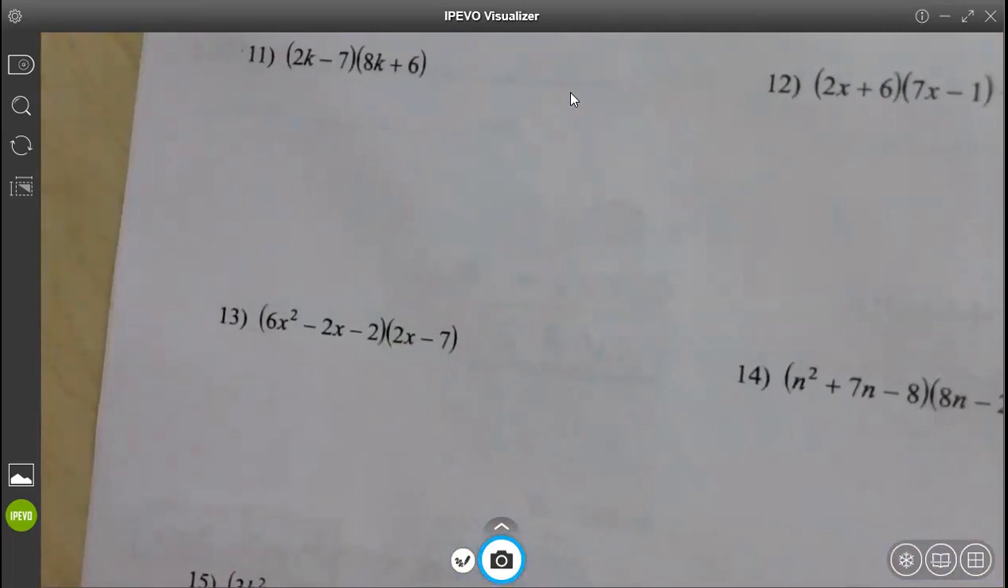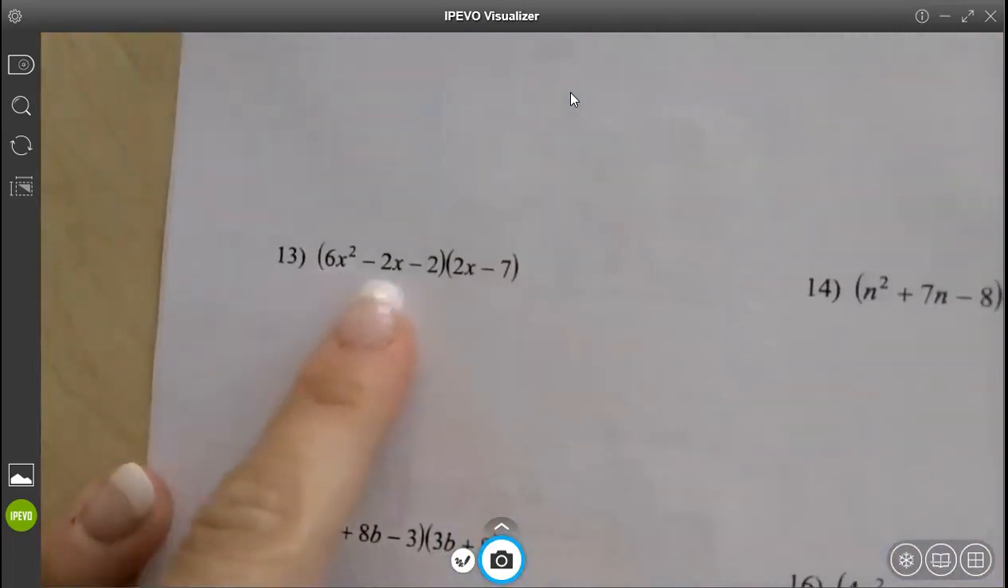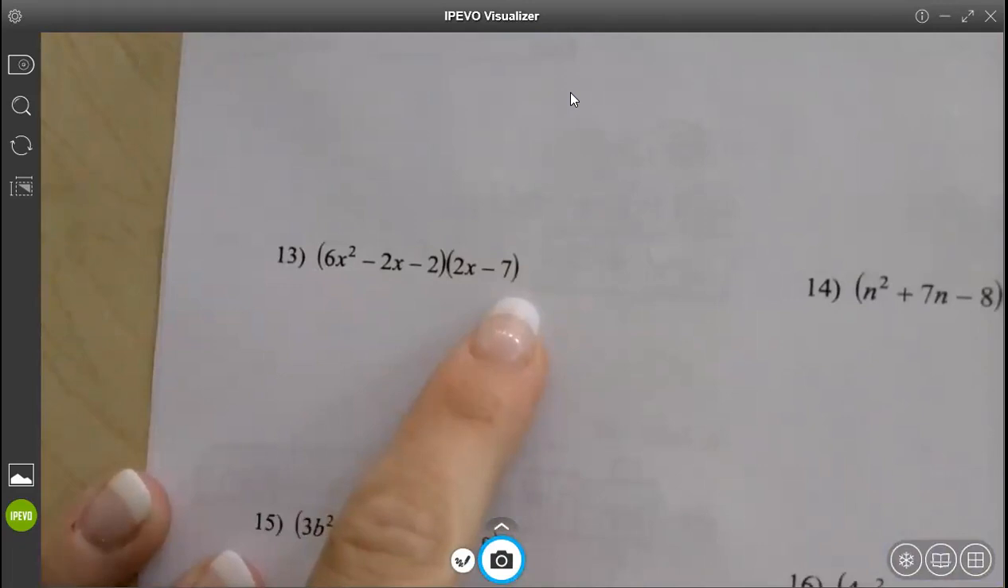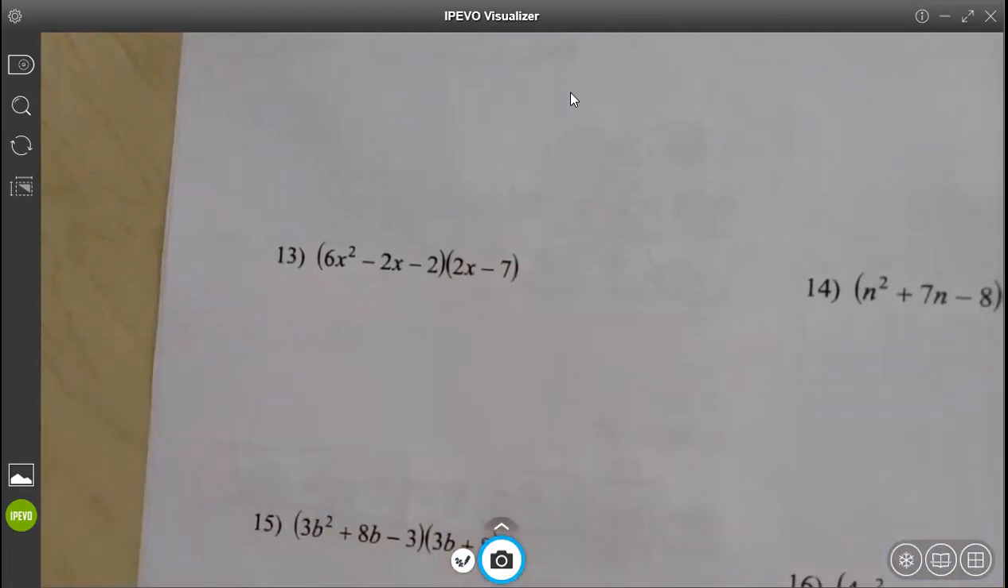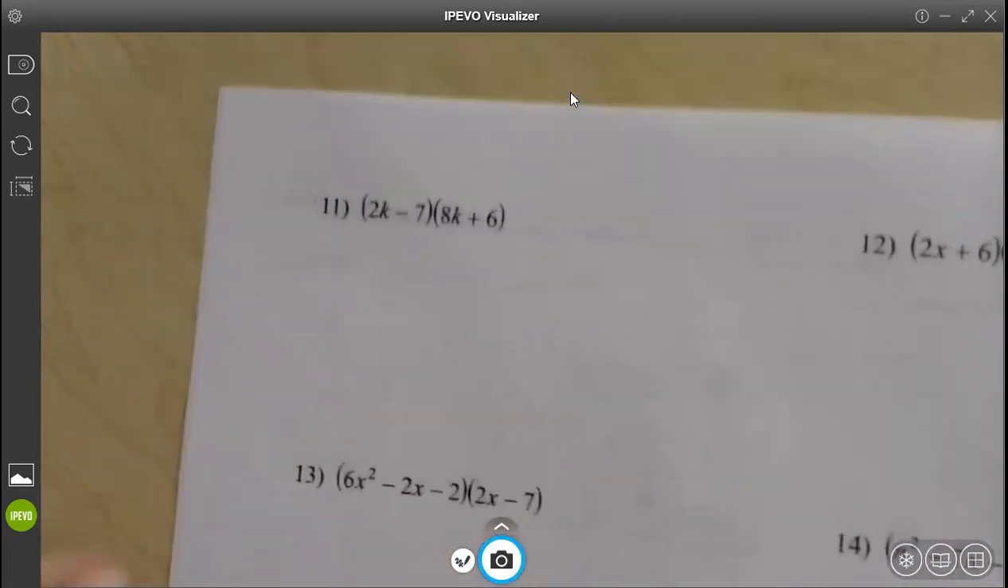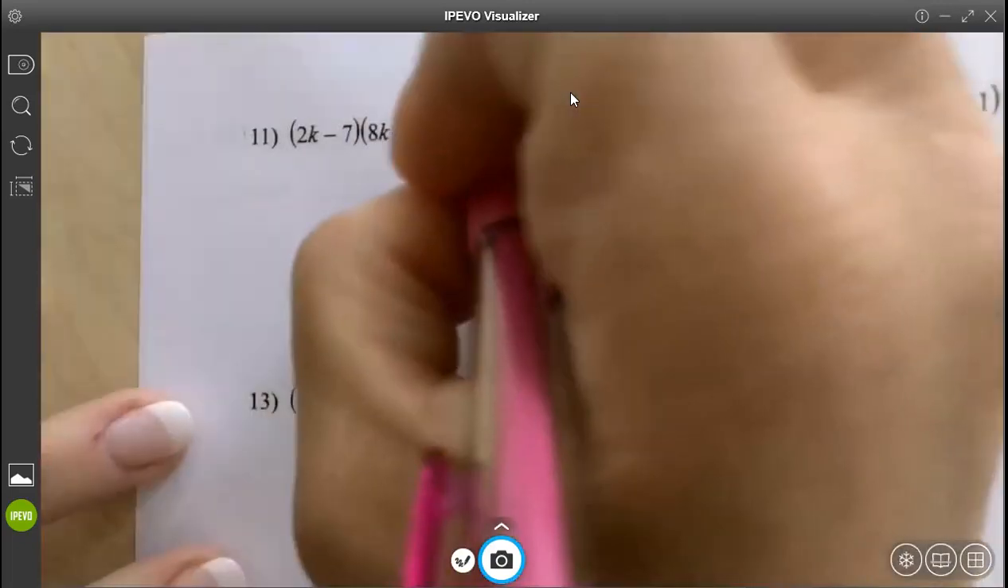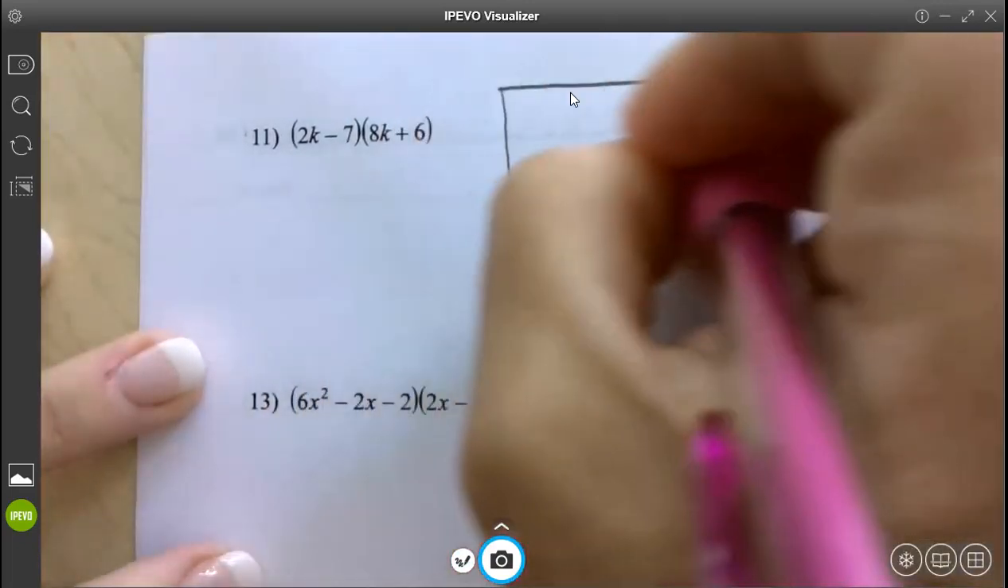I'm going to do one more like this, and then we're going to go to some more. But see how this one has 3 and then 2? That's where it's going to get a little bit longer. Like the box just gets bigger. That's it. All right. So number 11. I'm going to make my box to the side. It's a 2 by 2.